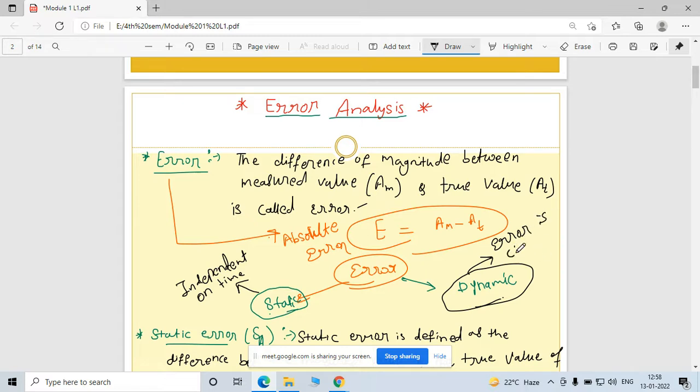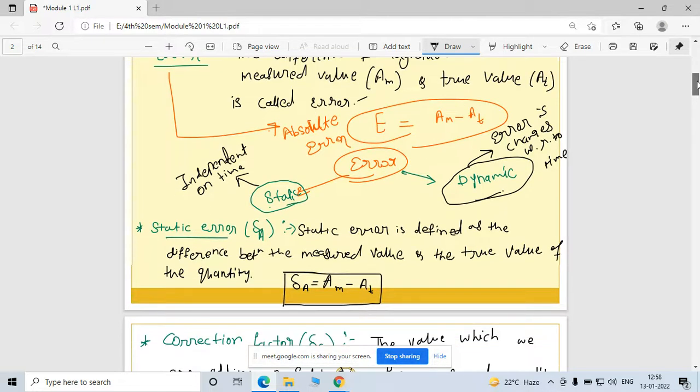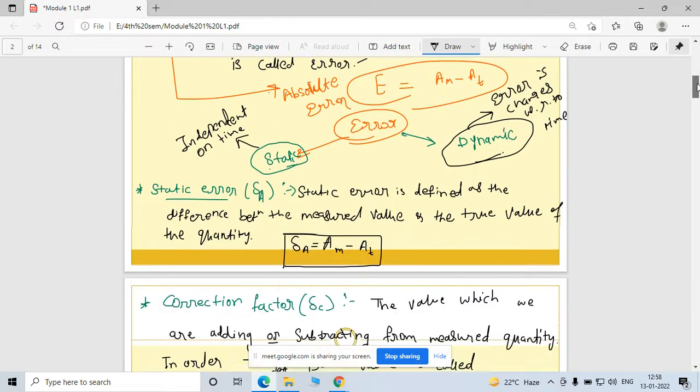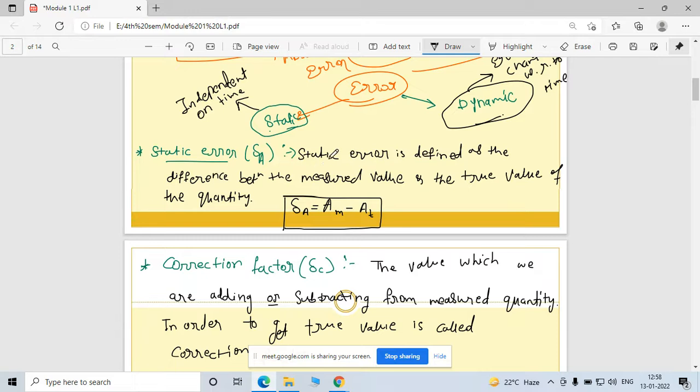Error that changes with respect to time is called a dynamic error. Now the static error. By definition, static error is defined as the difference between the measured value and the true value of the quantity.